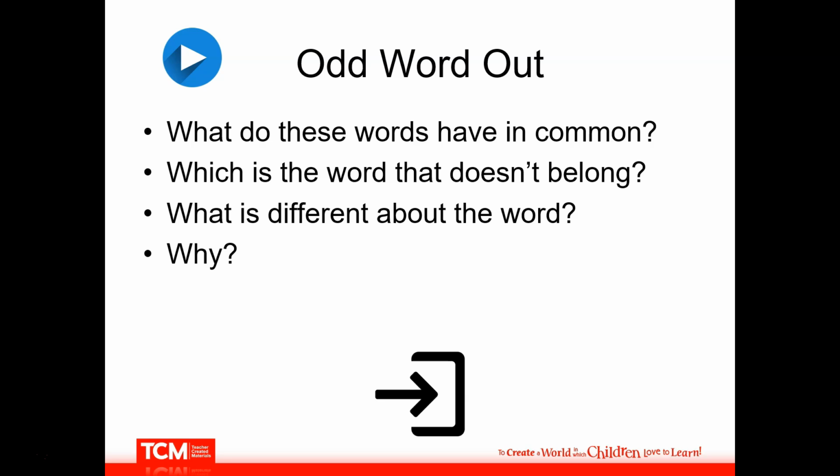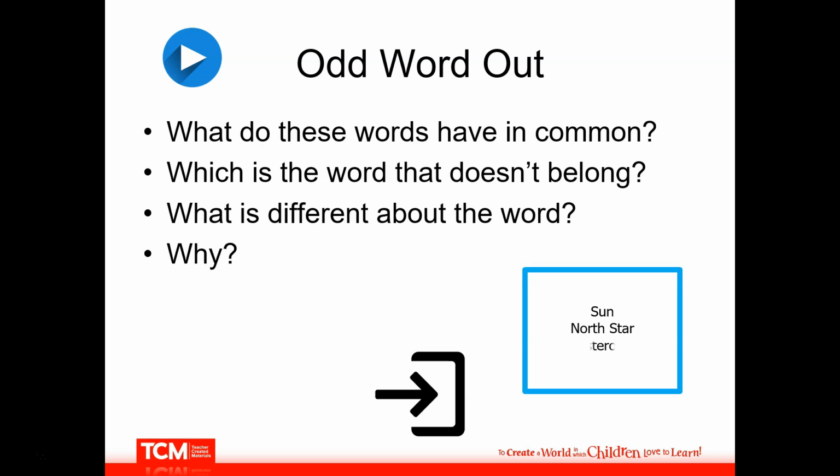And then, of course, by answering my next 2 questions, what is different about the word, and then why, kind of tapping into the divergent thinking process that you may have or that your students may have. And so if you haven't already, go ahead and take a moment to write those down: sun, North Star, and asteroid. And then just mentally decide which of those words is the odd word out.